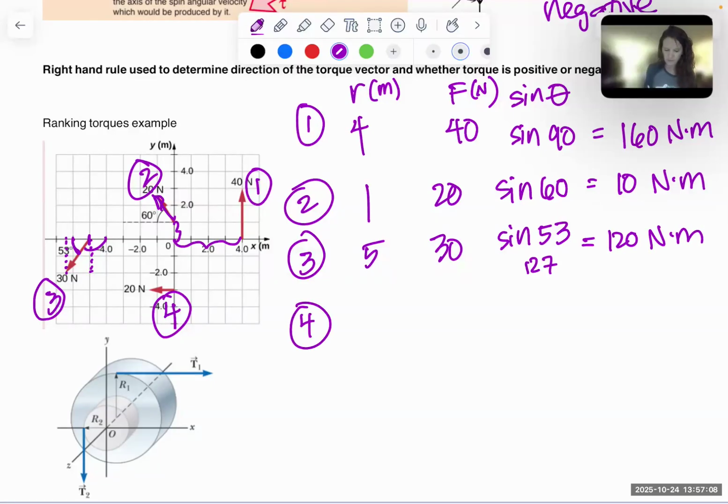And then for the fourth one, down here, our radius is 3, but if I right hand rule that guy, I go down and over, it's going into the paper. So that's going to be -20. And then my sine of 90 still, so just times 1. So I'll have -60 Newton meters for that one.